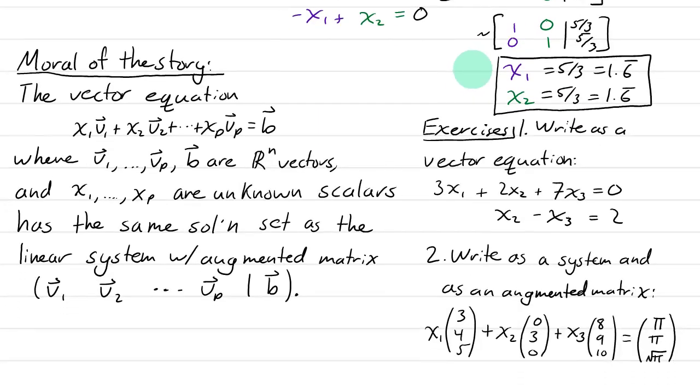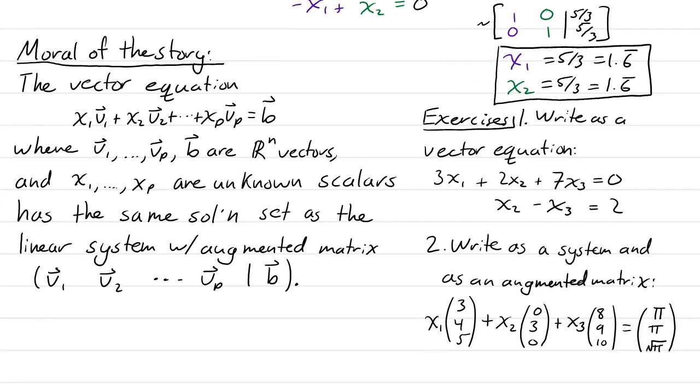Okay, so here is what I just said, kind of written out in more general terms. When you have a vector equation with some linear combination of some vectors on the left, and you want to get some result vector on the right, and the v vectors and the b vector are all given, and you don't know what the weights are, what the coefficients x1 through xp are, the solution set is the values of those unknown variables that makes it work. That's what we mean by a solution, is the x's. So that system has the same solution set as the linear system with this augmented matrix.